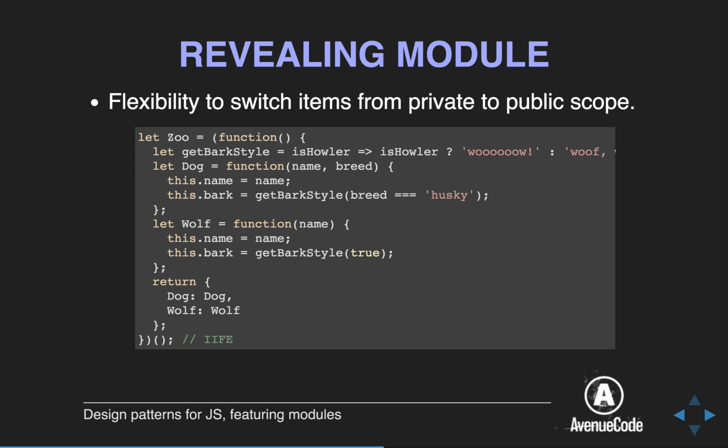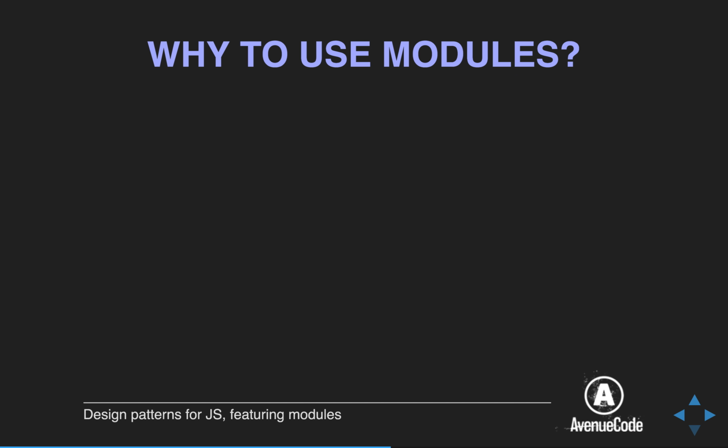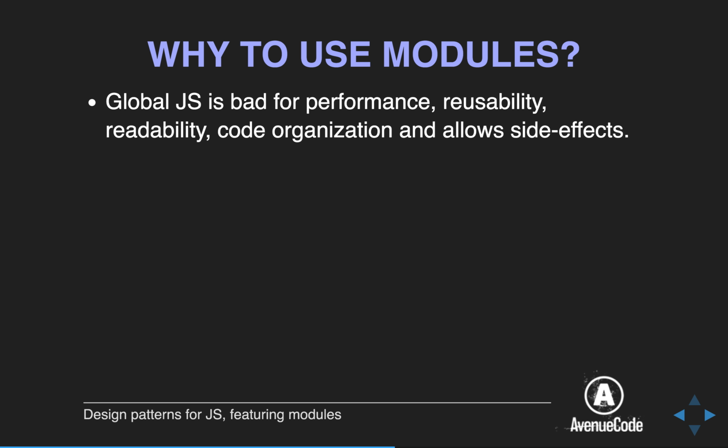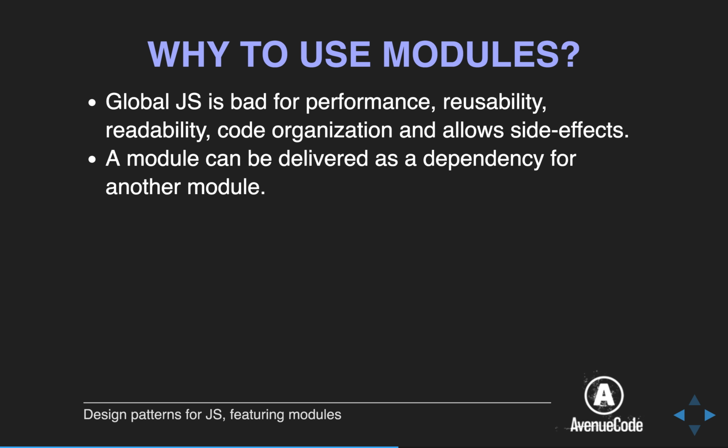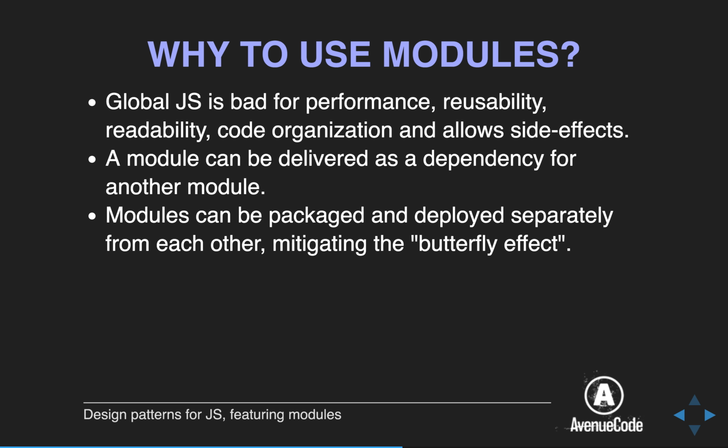Make sense? Good. And I have a little Plunker for that. I think I'm going to jump ahead for now. So why use modules? Well, global JavaScript could be pretty nasty for performance, reusability, readability, code organization, and it allows side effects. Well, because a module can be delivered as a dependency for another module, right? Modules can be packaged and deployed separately. So that would mitigate the butterfly effect.